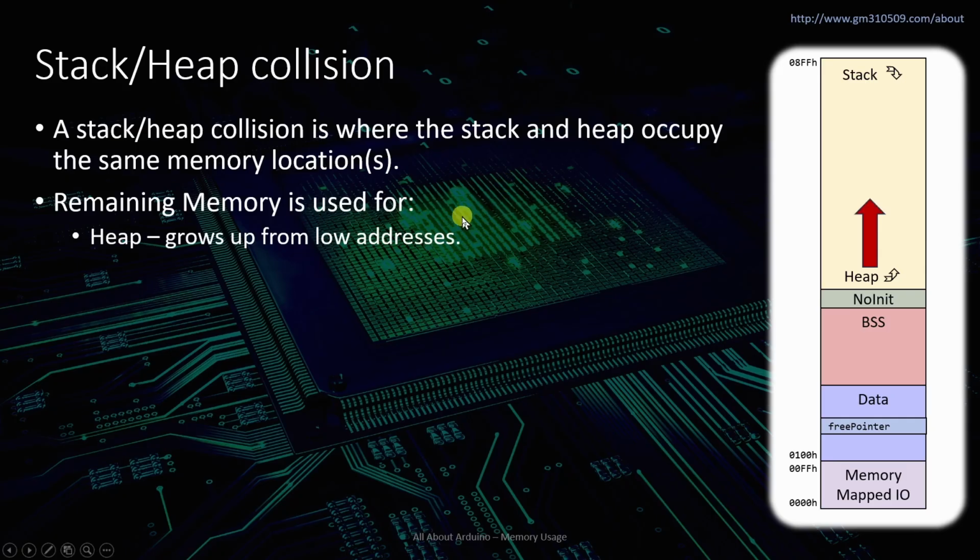As I said before, after we allocate our data and our BSS, the heap grows up from the lowest address, so the first free memory available address, and the stack grows down.